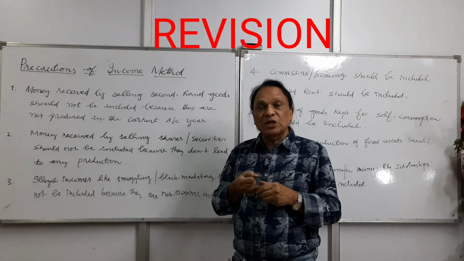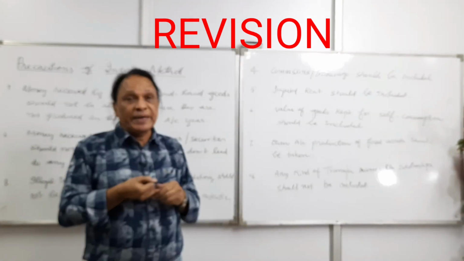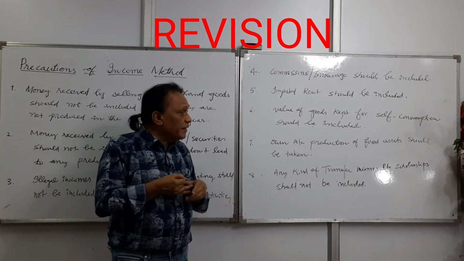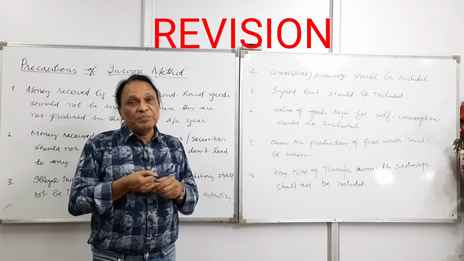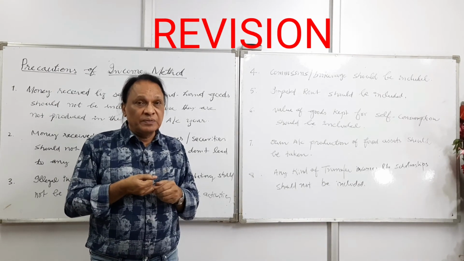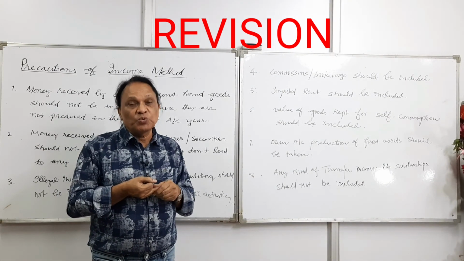Illegal incomes like income of smugglers, black marketers should not be taken because they are non-economic activities. And then come here, any kind of transfer incomes or transfer payments like scholarships, unemployment allowance, subsidies, old age pension should not be taken. It does not lead to any production. They are unilateral payments, one-sided.